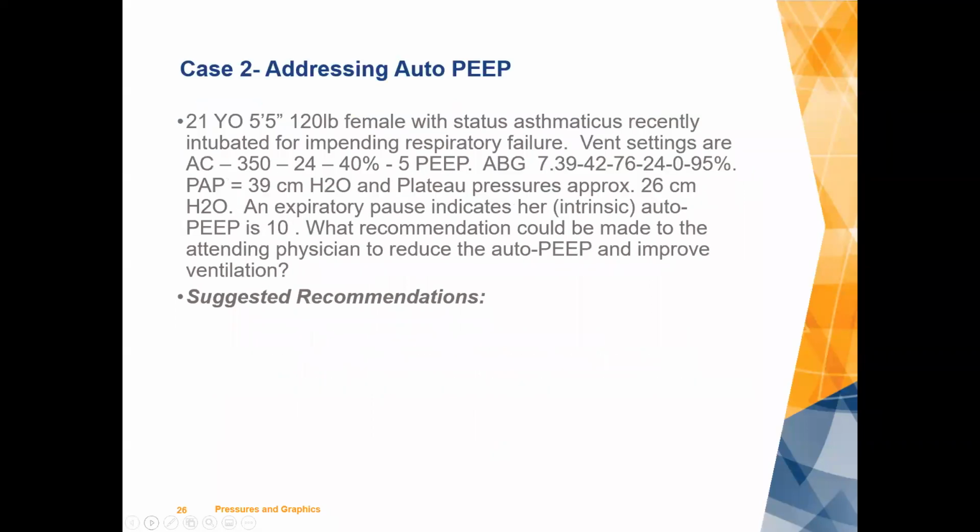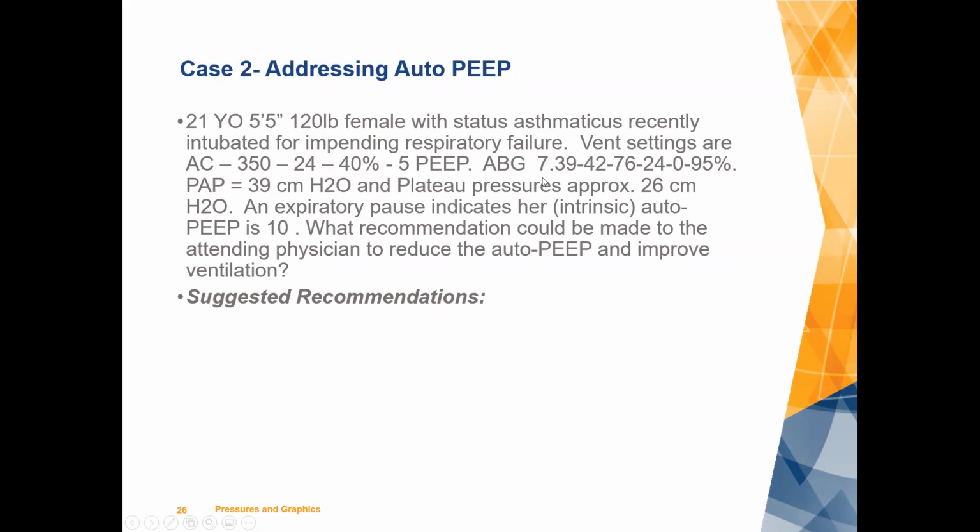Case 2, a younger, 21-year-old, 5 foot 5 inch, 120-pound female. Status, pardon me, status asthmaticus. I know that Kenny and some of the other presentations that go along with these have made some descriptions of asthma in some of our other presentations. So status asthmaticus, recently intubated for impending respiratory failure. Vent settings are AC 350, 24 respiratory rate, and 40% and +5.